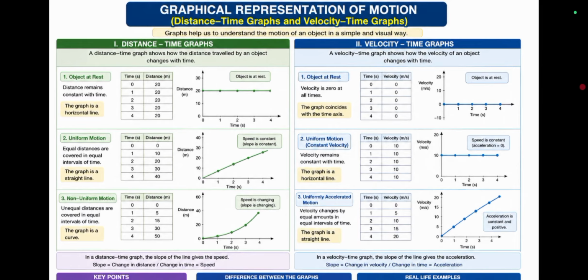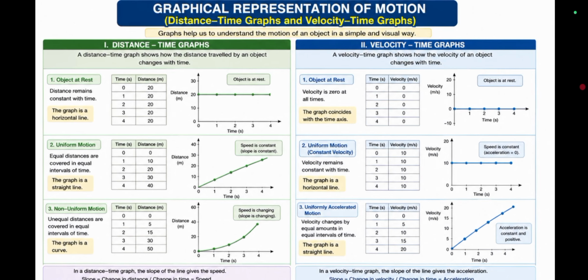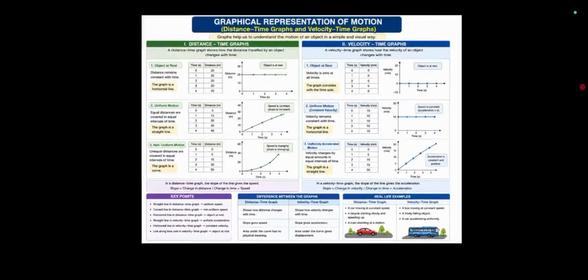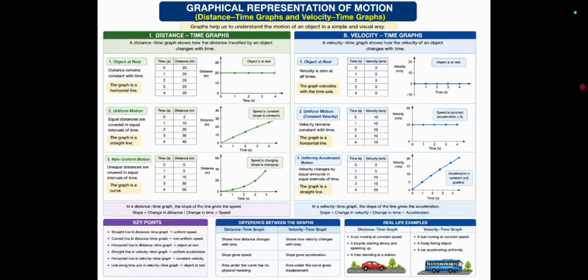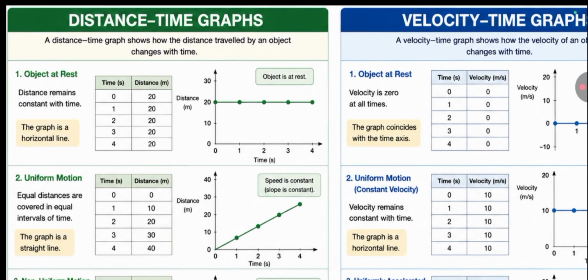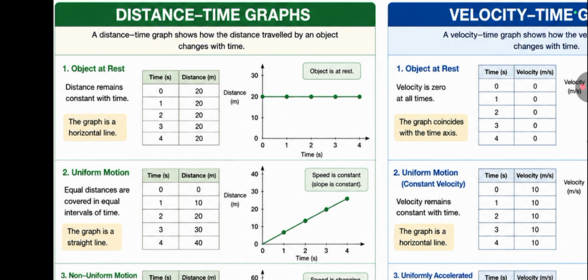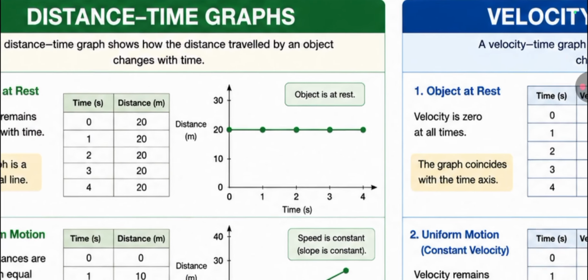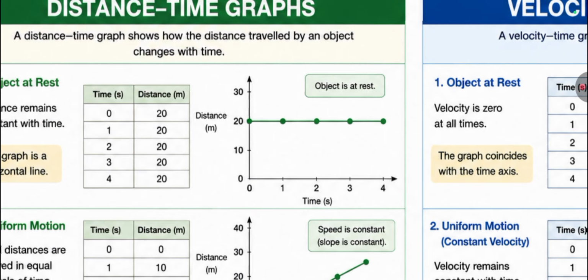Now we will discuss the next topic, graphical representation of motion, which includes distance time graphs and velocity time graphs. These graphs help us understand the motion of an object in a simple and visual way. First, we learn the distance time graph. A distance time graph shows how the distance traveled by an object changes with time.